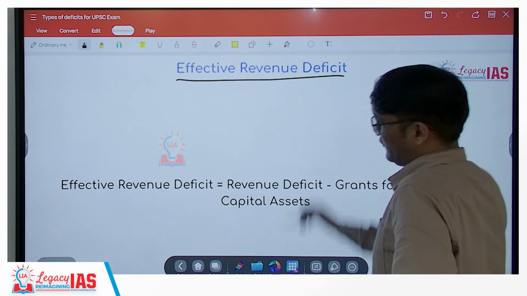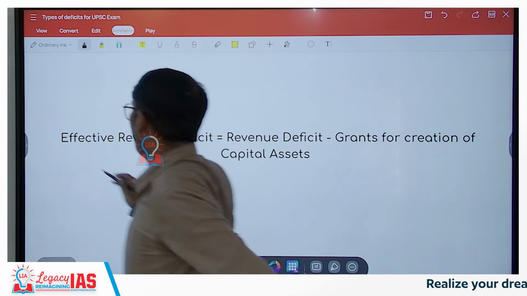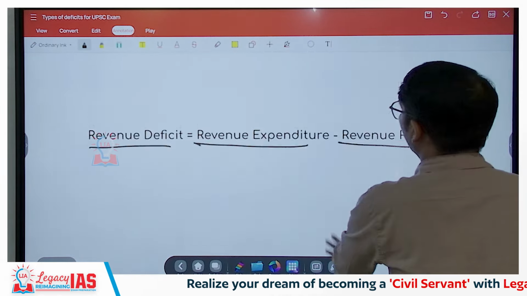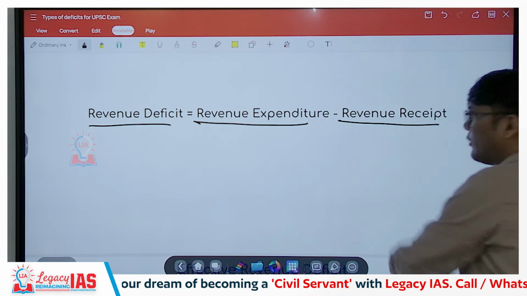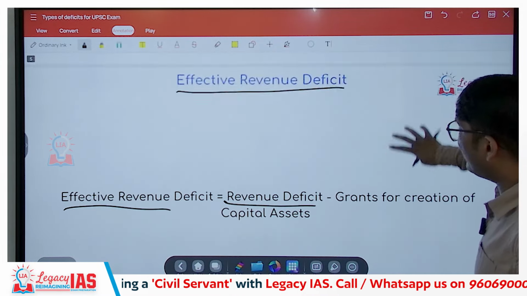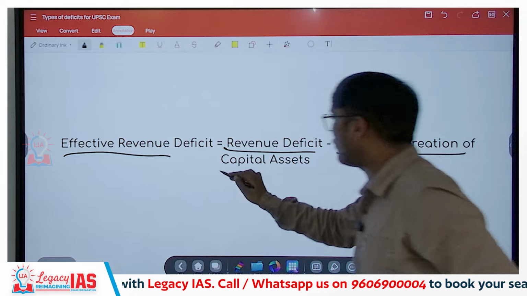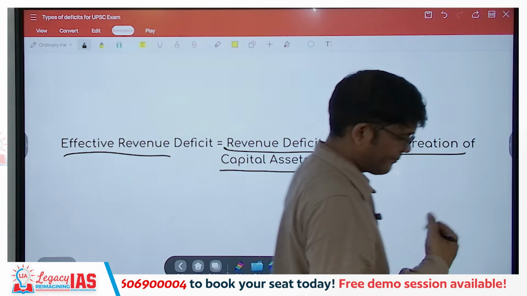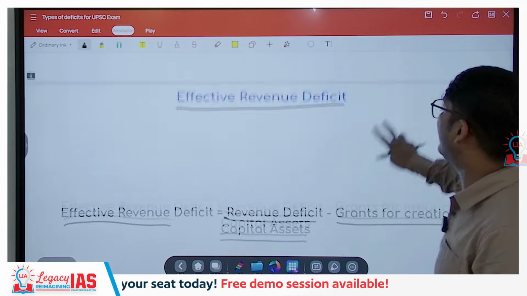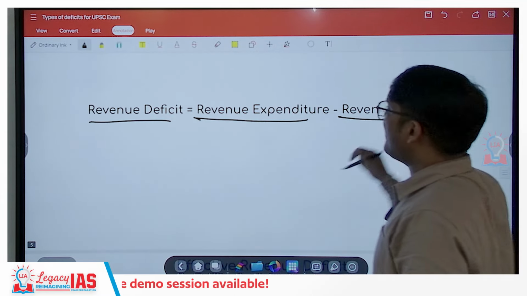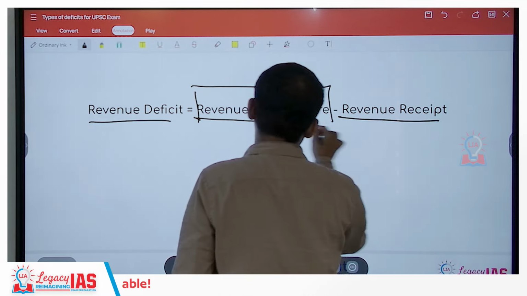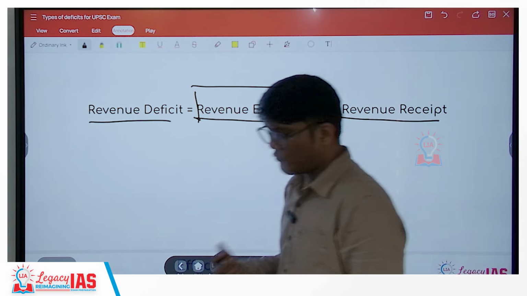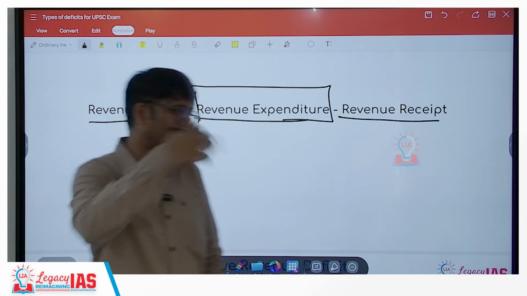Now this needs to be understood. Effective revenue deficit. Effective revenue deficit would be the revenue deficit which you calculated from here, which was revenue expenditure minus revenue receipts. From that you subtract grants for creation of capital assets. Why? Because when there is a revenue expenditure of the central government, for example, giving salaries to the employees, it is a revenue expenditure.